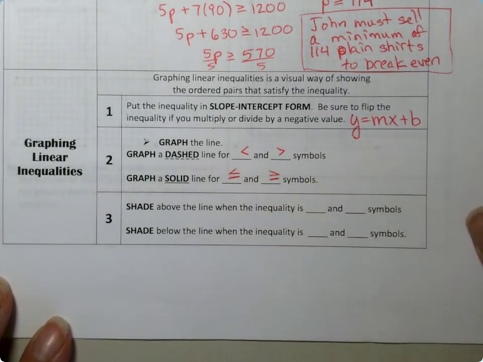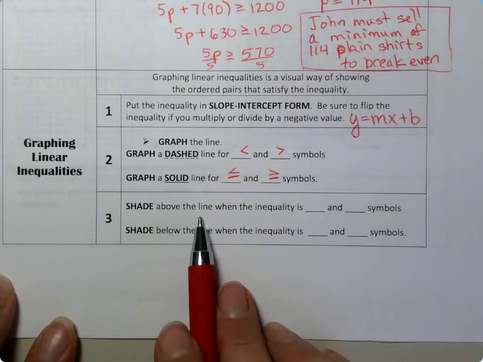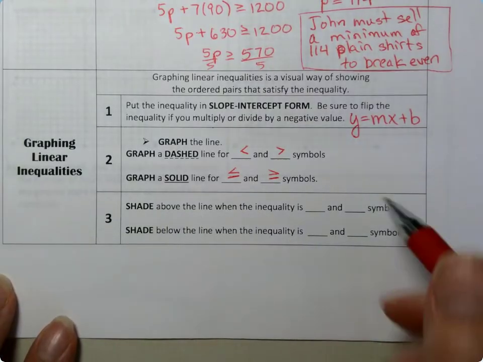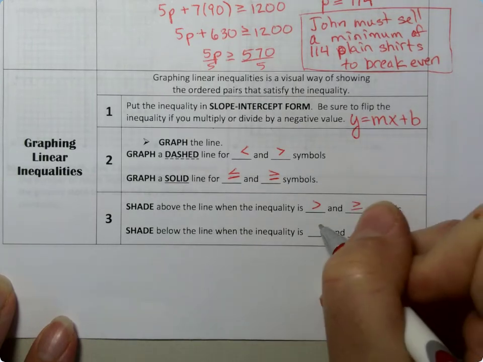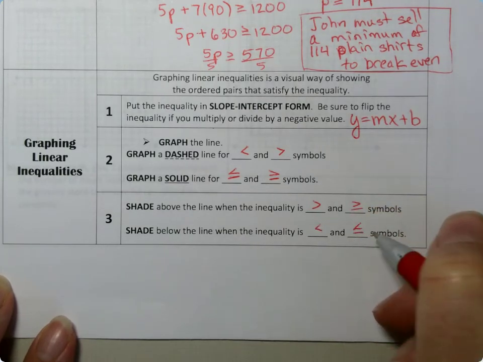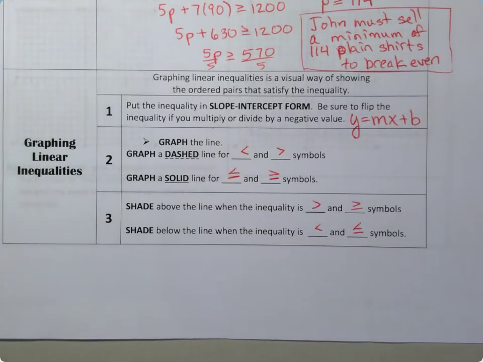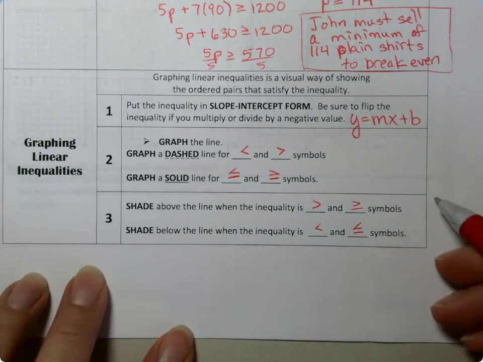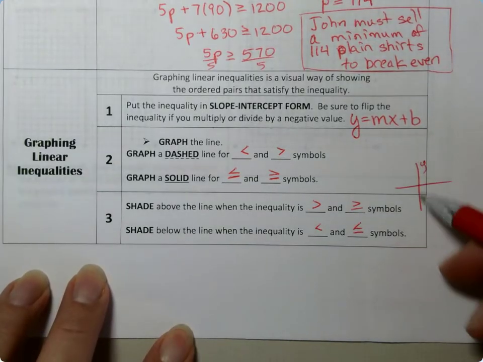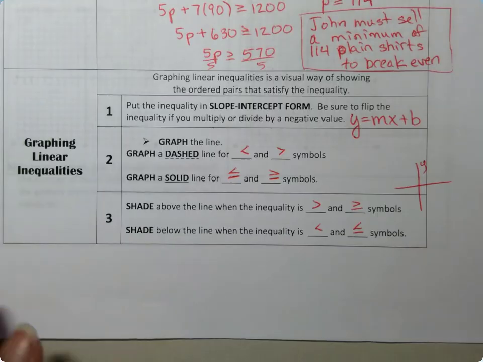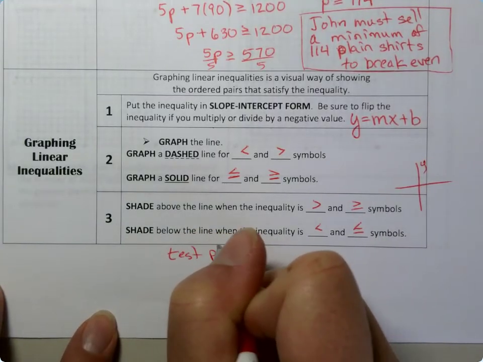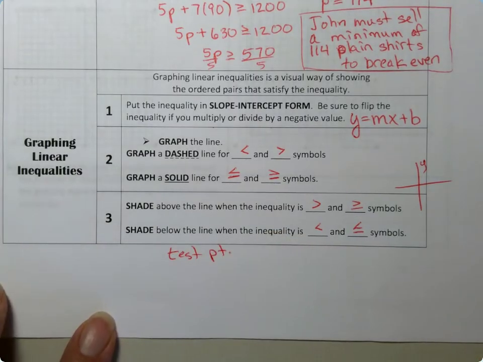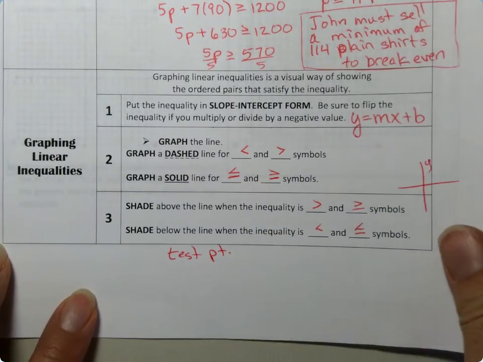So a line means a line. Shade above the line when the inequality is greater than or greater than or equal to. Shade below the line when less than or less than or equal to. There's no shading left and right because we're saying y is greater, y is less, and your y-axis is the up and down one. Okay. Now, for shading, you can also use a test point. If that helps you, you plug it in, see if it's true or false.